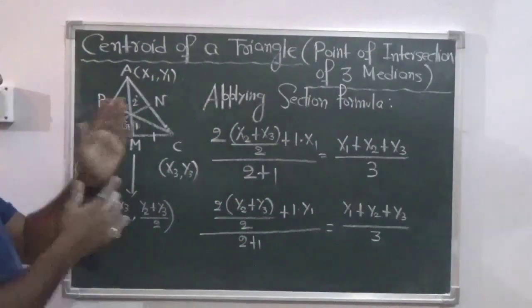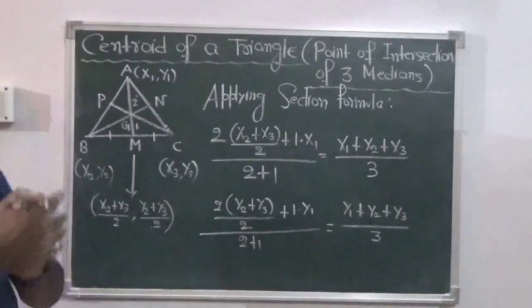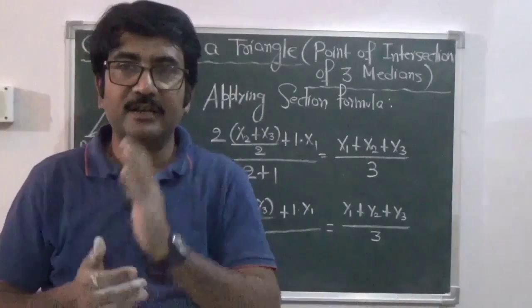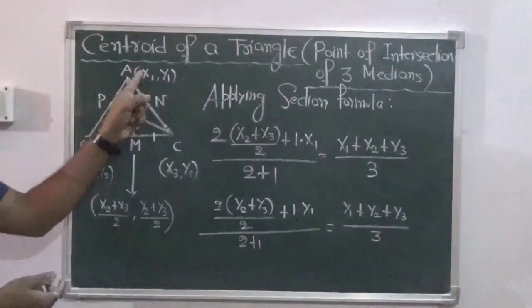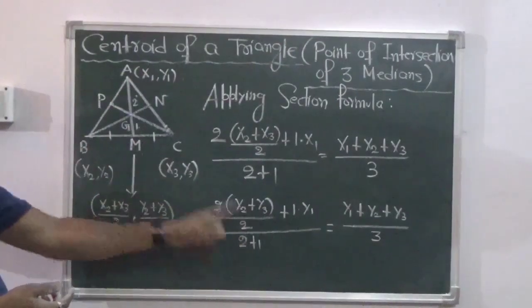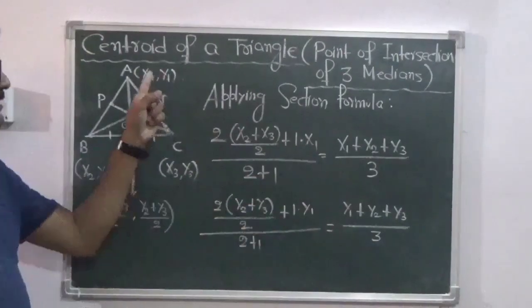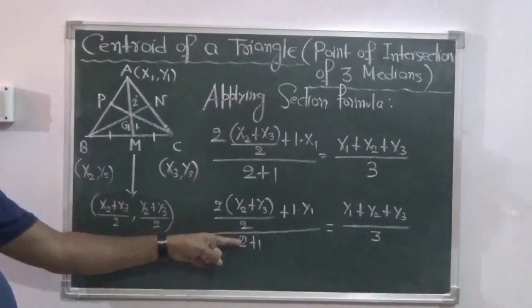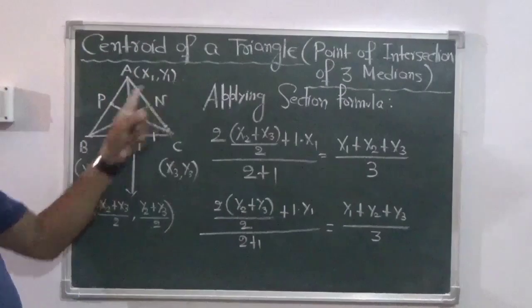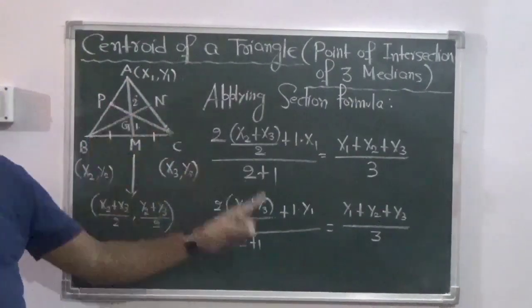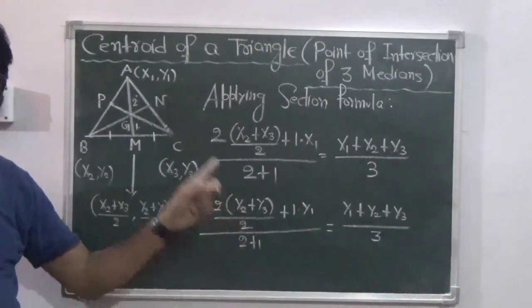Right? So if you are to find the coordinates of the centroid of the triangle, simply you have to add the values of x and divide by 3, and add the values of y and divide by 3. So (x1 plus x2 plus x3) by 3 is the x coordinate for the centroid. Similarly, (y1 plus y2 plus y3) by 3 is the y coordinate for the centroid. Okay?